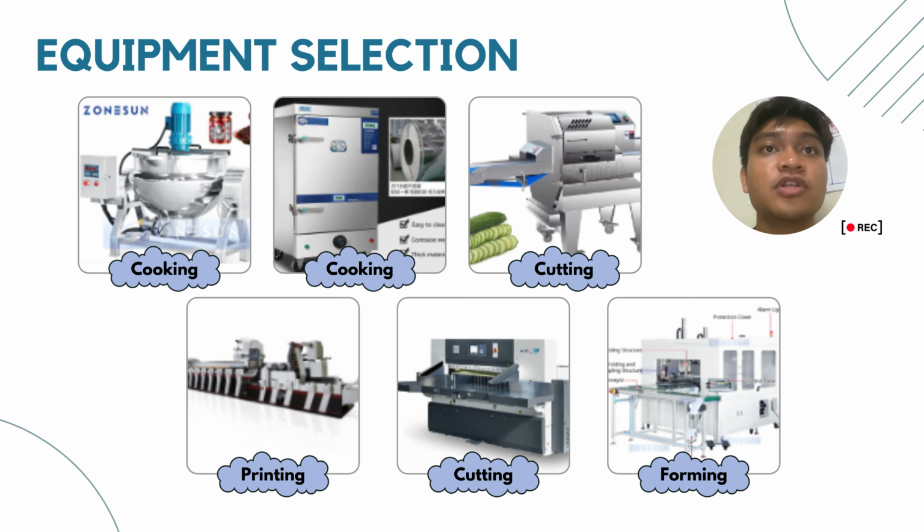And then we go to the food cutting machine. This is one of the technologies that we use to cut the cucumber into thin layers and small sizes.